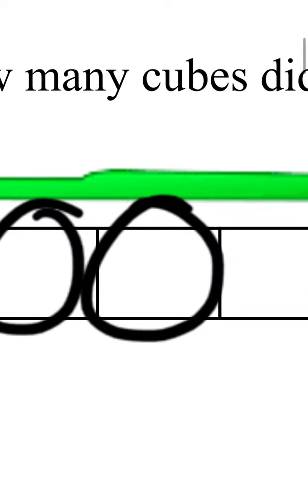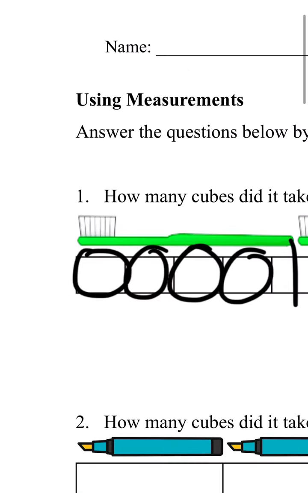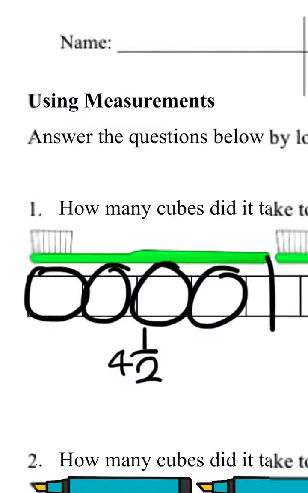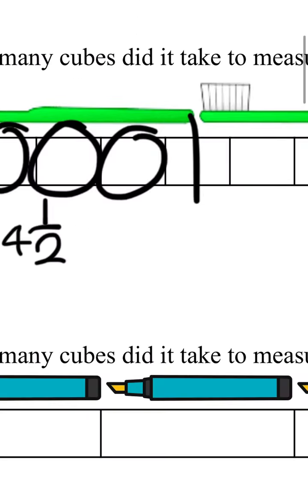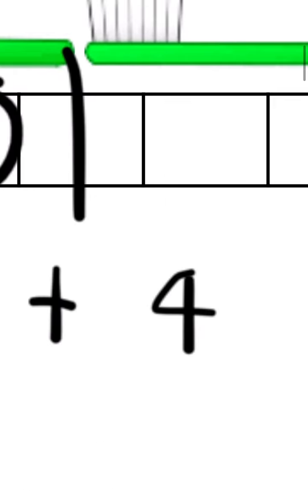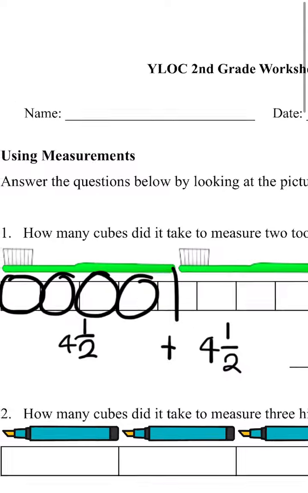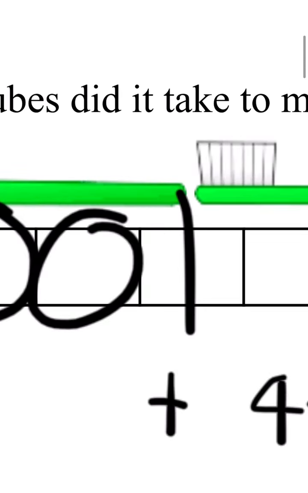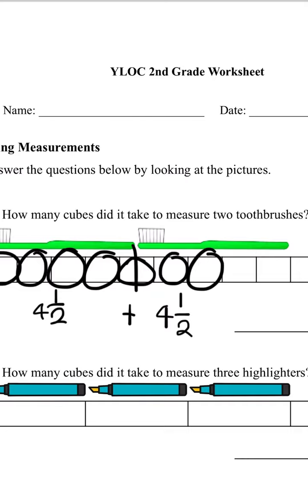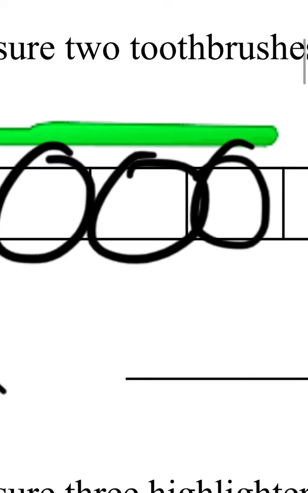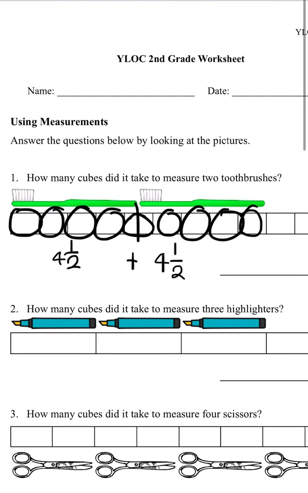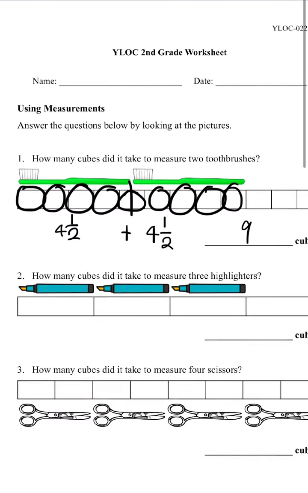2, 3, 4.5. So 4.5 equals 1 toothbrush. And there are 2 toothbrushes, so we need to add 4.5 plus 4.5. And we can also count it, and 1/2 plus 1/2 is 1. So it would be 4 plus 4 plus 1. 4 plus 4 is 8, and 8 plus 1 is 9. So 9 cubes is the answer for number 1.